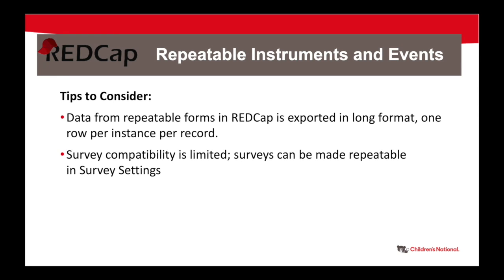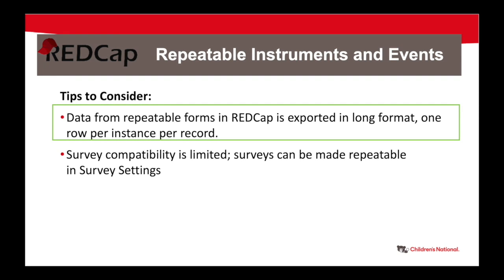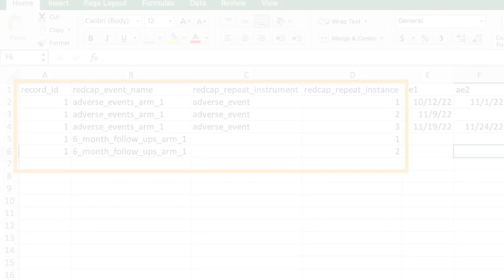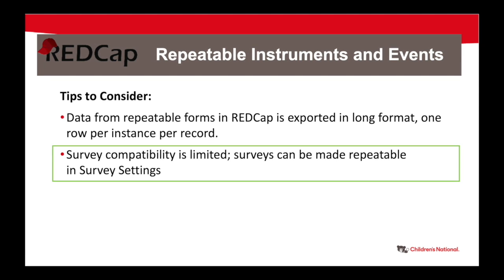Here are some tips to consider. Data captured in Repeatable Instruments and Events are exported in long format with one row for each instance of a form or repeatable event per record. The Repeatable Instrument feature is better suited for forms, and compatibility with surveys is limited.